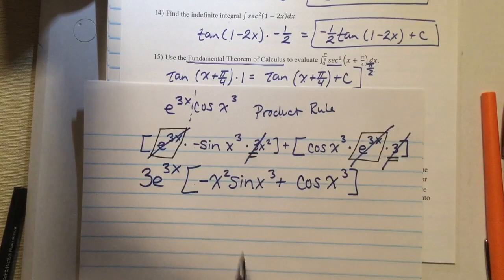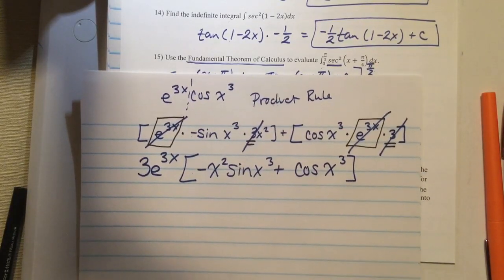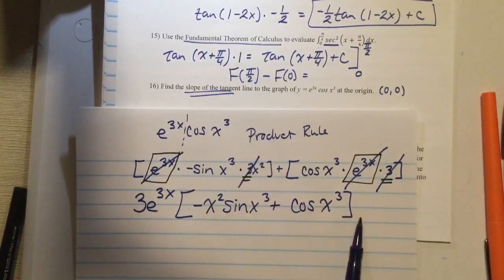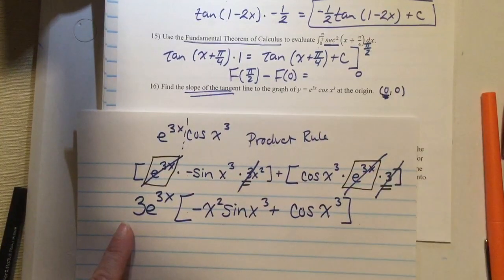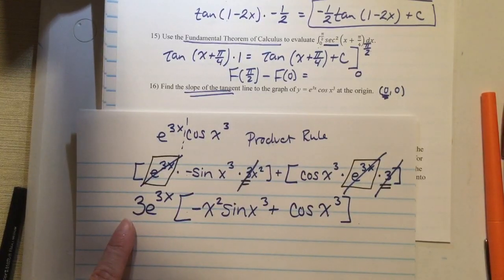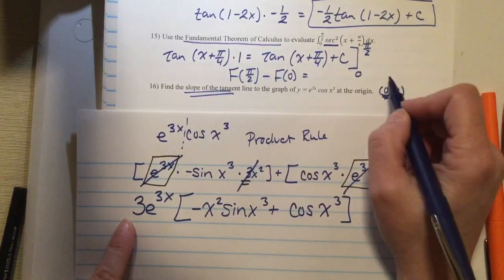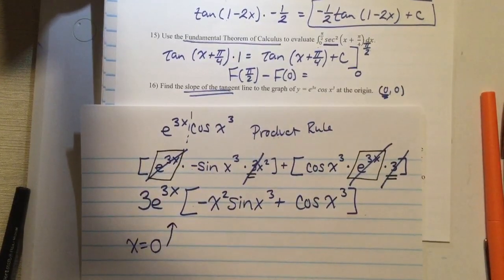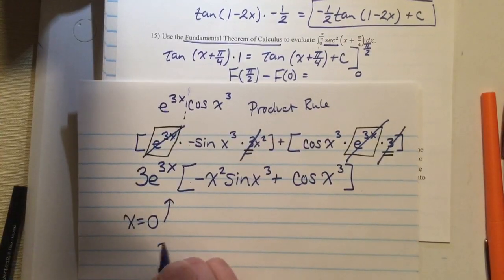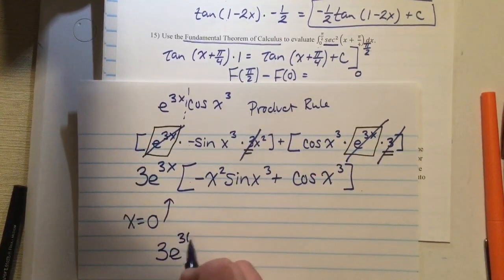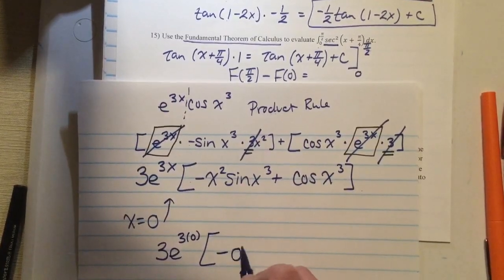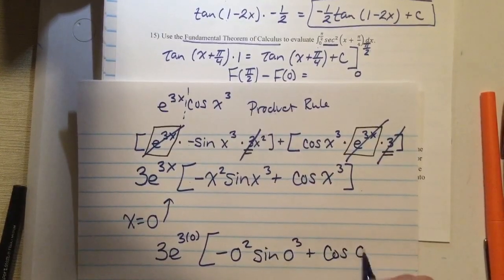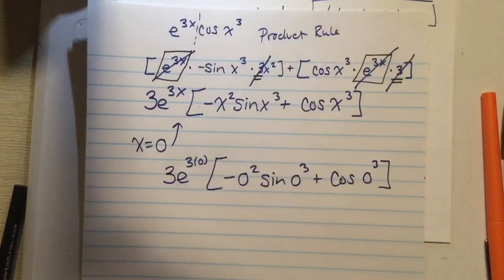That's awesome. Okay, they didn't ask for the derivative. What they asked for is find the slope. This is the formula to find the slope. It's based off of the x value for the point that you want to find that slope for. They want to find the slope for the origin, meaning the x is a 0. So I'm going to change all of the x's to 0, and then we can go ahead and find our slope. So it's 3 e to the 3 times 0 on the outside, minus 0 squared times the sine of 0 cubed plus the cosine of 0 cubed.